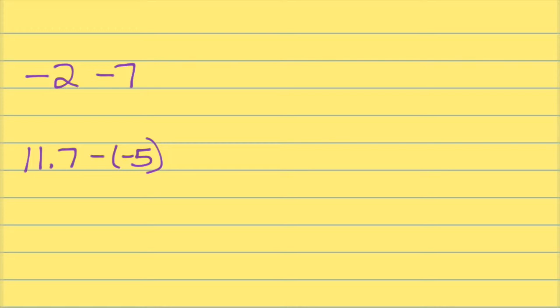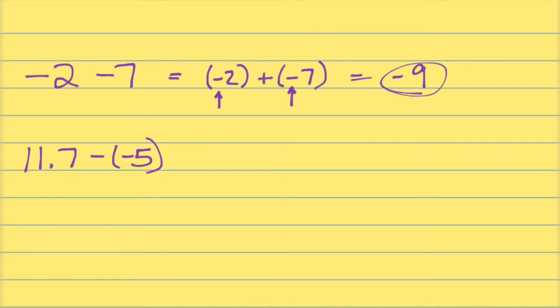Okay, so the first one is negative 2 plus negative 7. Since they have the same signs, we add them and keep their sign. For the second one, we remember that subtraction means to add the opposite, and the opposite of negative 5 is positive 5. So now I'm simply adding two positive numbers, which gives me 16.7.